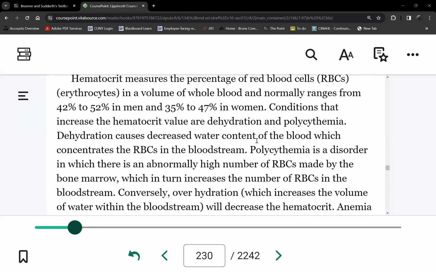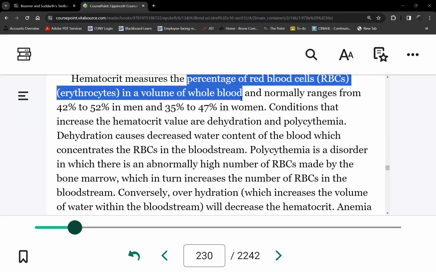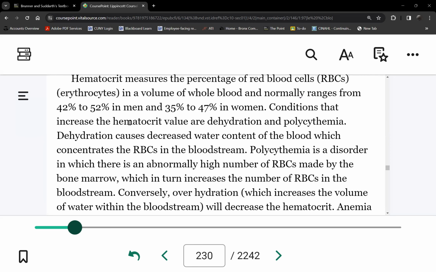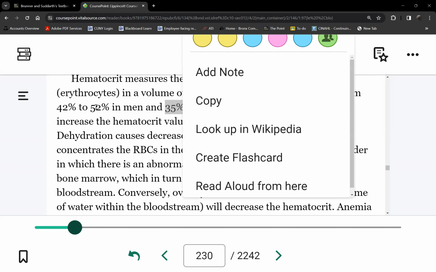Hematocrit and hemoglobin. Hematocrit is the percentage of red blood cells in a given blood sample. Since there's a male and female range here and your patients on the exam won't have a gender, I'll just say client. So go with the lowest and the highest between the two. Your normal will be 35 to 52.